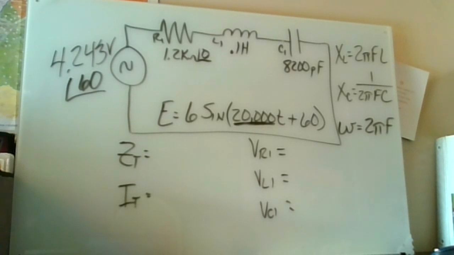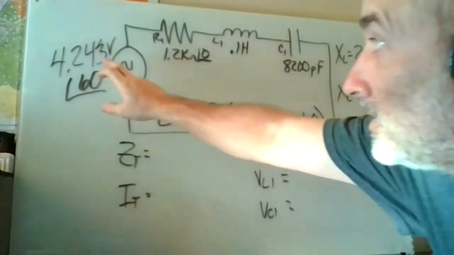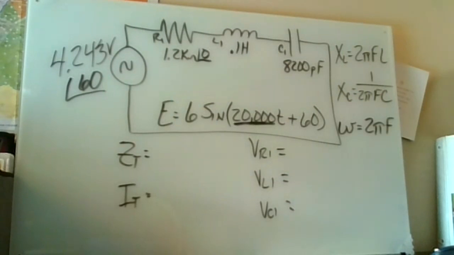And then you can either use I times the impedance to get the voltage drop, or use the voltage divider rule. I like the voltage divider rule, that's just me. You can use whichever way you like. But remember, when I use the voltage divider rule, my voltage is not the 6, it's the 4.243, because I have to use my phasor voltage.